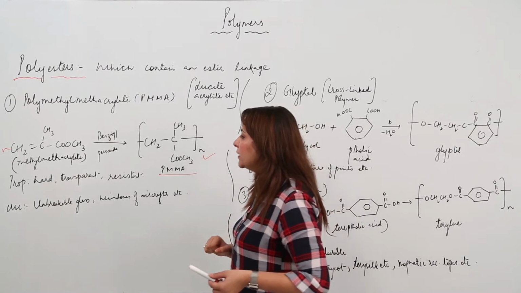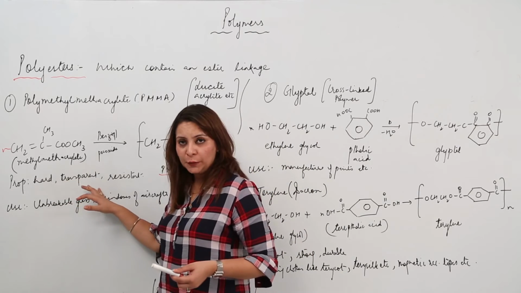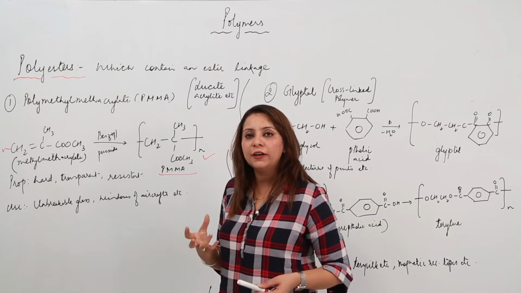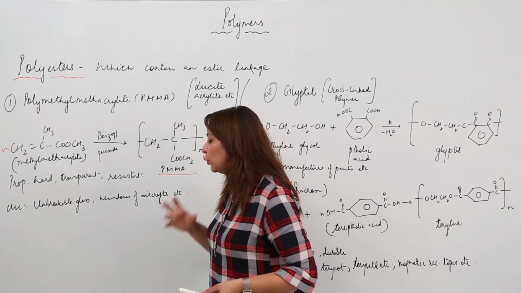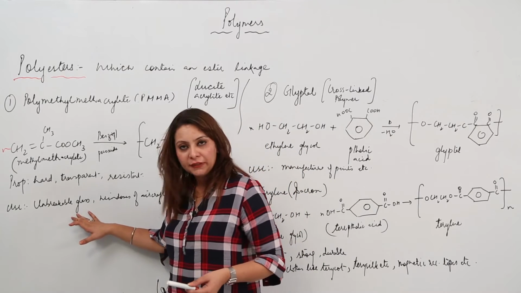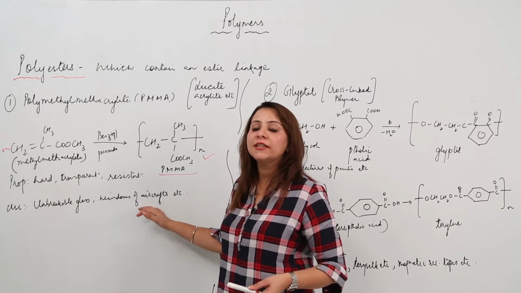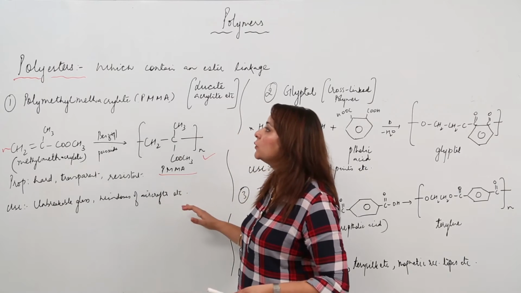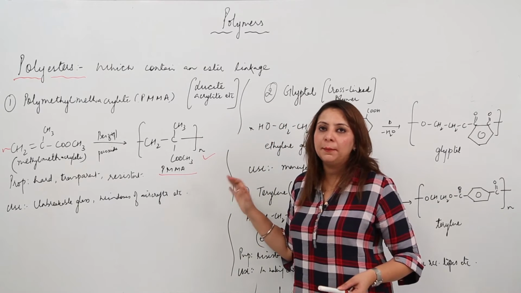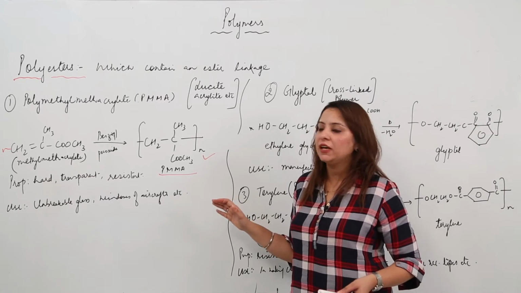As far as the properties are concerned, it is quite hard, transparent, resistant to chemicals and heat, due to which it is used in making unbreakable glass, windows of the aircrafts. These are the important uses actually. So this is the PMMA, that is the polymethyl methacrylate.